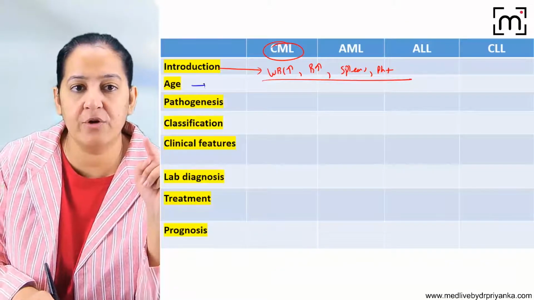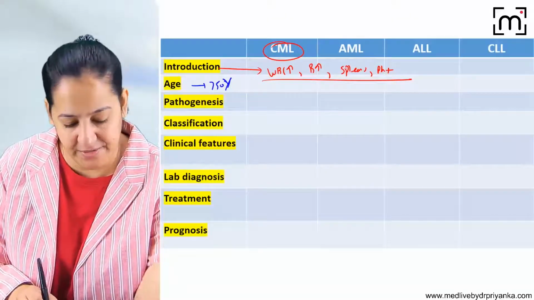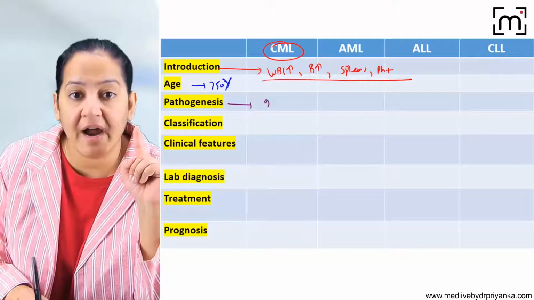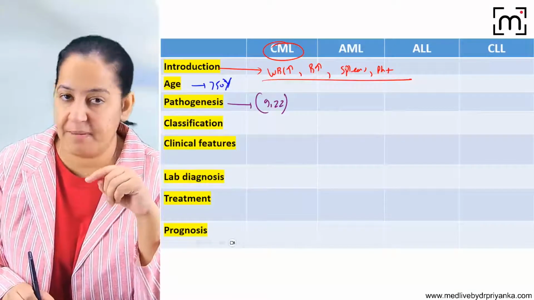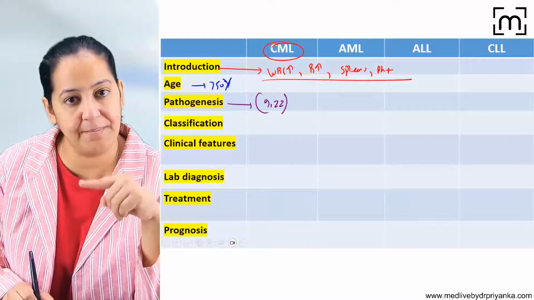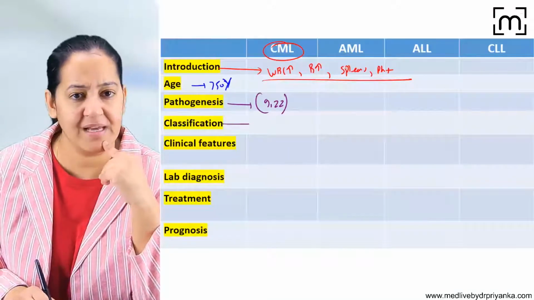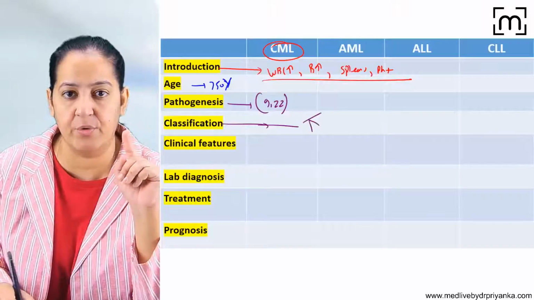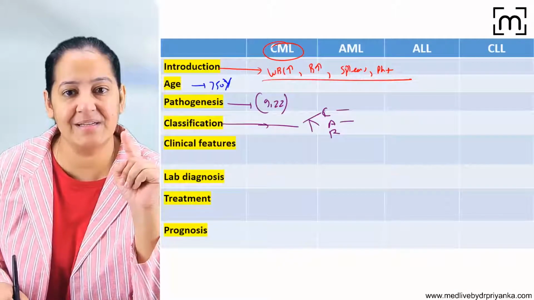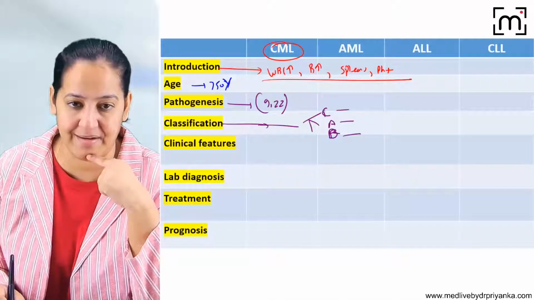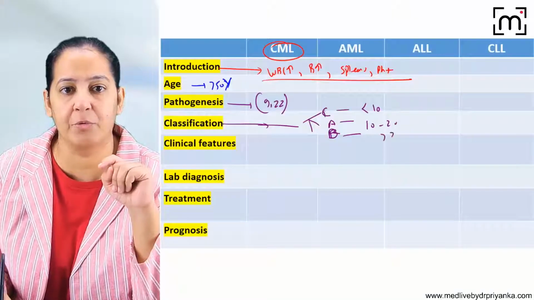Age, I told you, it usually occurs after 50 years, in old age. In the pathogenesis, I told you 9;22 translocation, that is ABL BCR translocation, taking place in myeloblast, promyelocyte, myelocyte, metamyelocyte, and band form. So these five cells are coming in the blood, the precursor ones. In the classification, we have three phases: chronic phase, accelerated phase, and blast phase, CAB you can learn. Here the number of blasts is less than 10%, here 10 to 20%, here more than 20%.